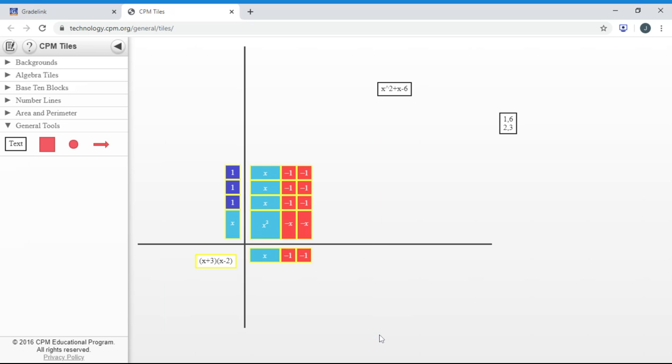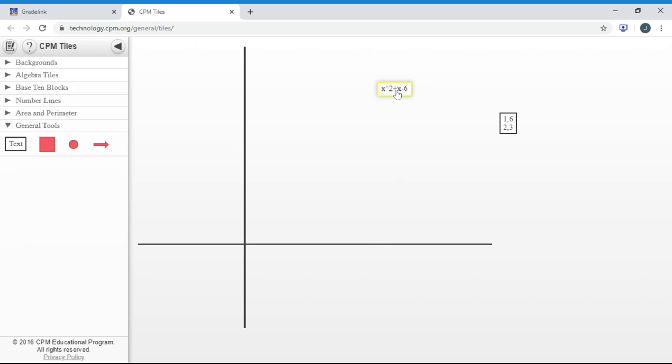So let's try one that involves our x and y as well. So let's say we have x squared minus 3xy plus 2y squared.